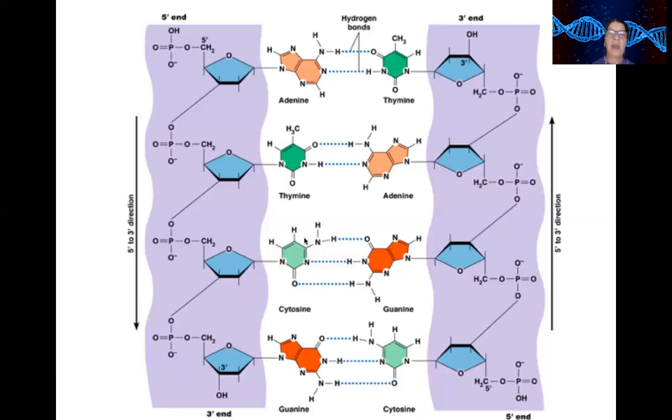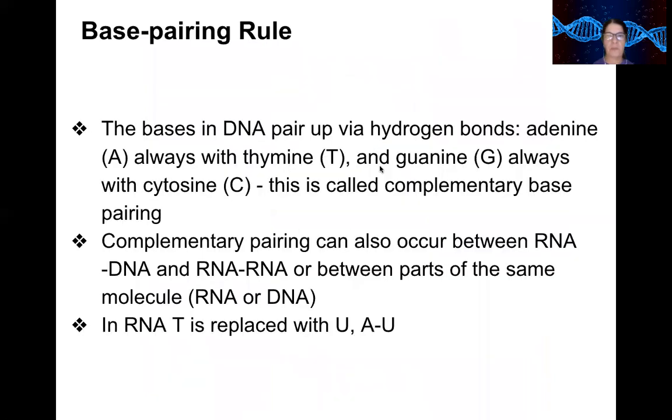Similarly, C is a small base, a single ring, and it pairs with G, which is a bigger base, it has 2 rings. So in each case, you have a smaller base paired with a bigger one. What I just explained was really the base pairing rule.